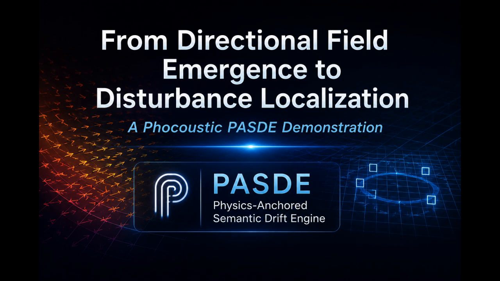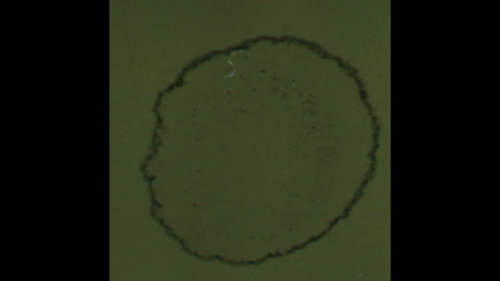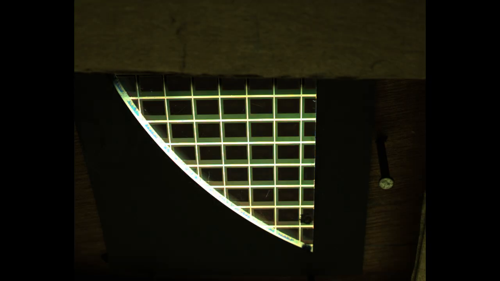From directional field emergence to disturbance localization, a Phocoustic demonstration. Two experiments are presented. In the first, the disturbance occupies most of the field of view, allowing the resulting directional disturbance field to emerge clearly. In the second, the same disturbance occupies only a small portion of a much larger inspection domain, demonstrating how the measurement process can localize subtle physical state deviation within a complex scene. It is nearly impossible to detect in a much larger relative field of view.